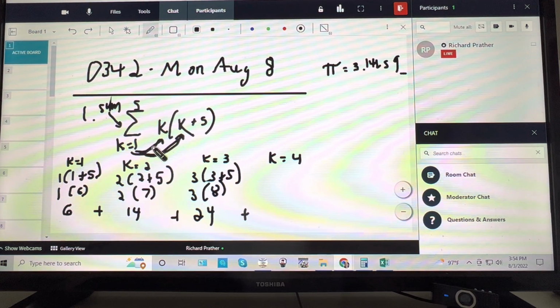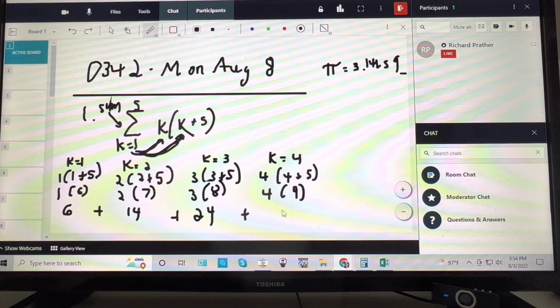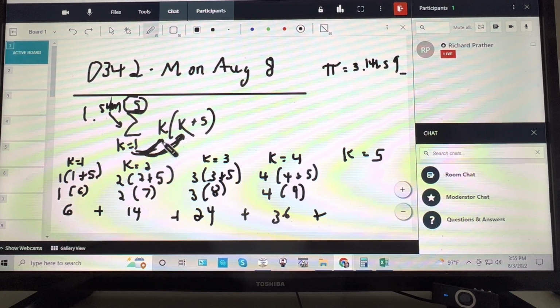So now stick 4's in for these 2k's. 4 times 4 plus 5 is 4 times 9, 36. And plus one last time, I'm going to stop at 5 because of that 5 up here. So put a 5 here and here, and then 5 plus 5.